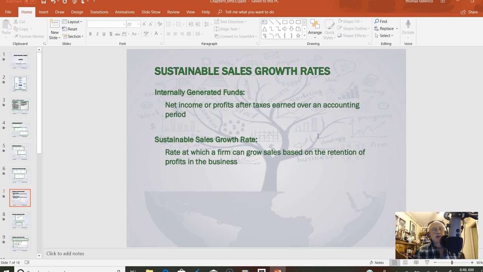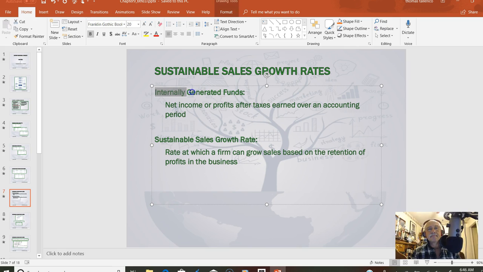All right, now this is the important thing. This is called sustainable growth rates. And basically, these are very important definitions, so you should kind of know these. So there's internally generated funds. And this is what you generate, right, as the bottom line on the income statement. This is net income or profits after taxes, right?